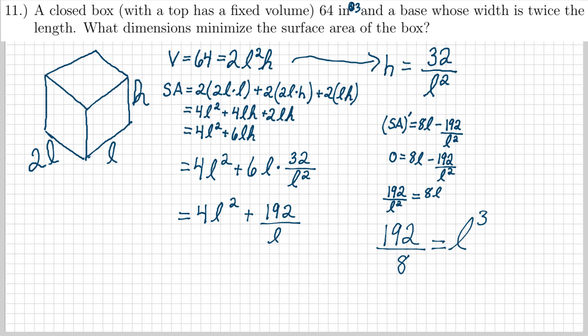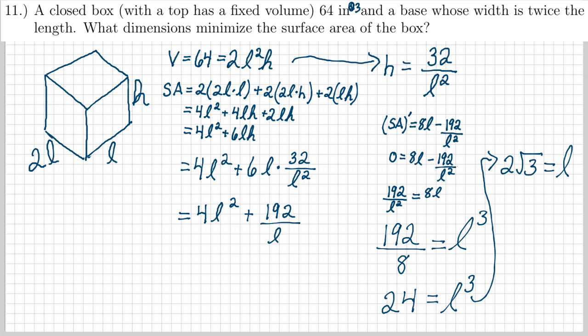So 24 equals L cubed. And I think that is saying that L equals 2 times the cube root of 3. But you can just, or the cube root of 3. Or just the cube root of 24 equals L. That's fine too.